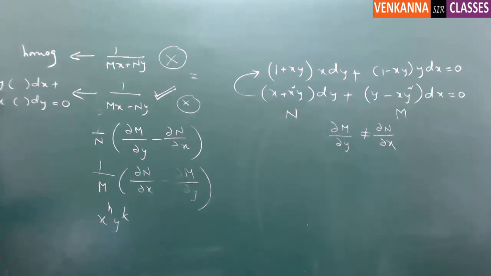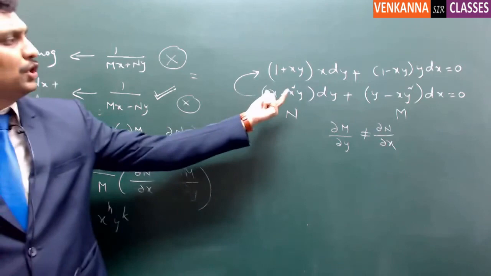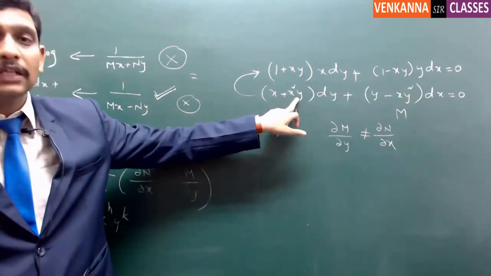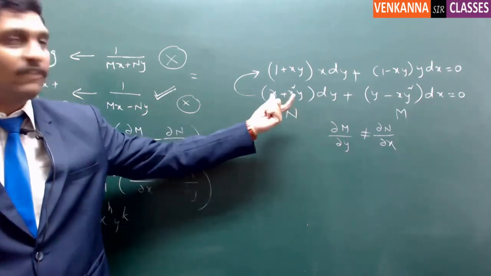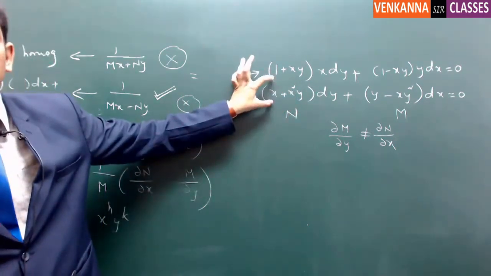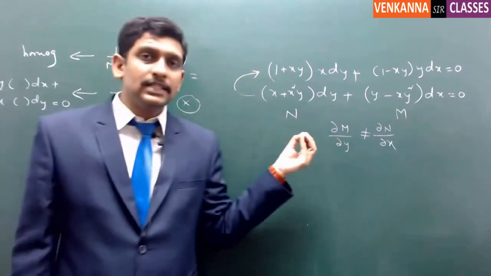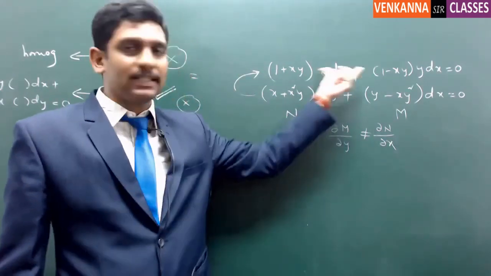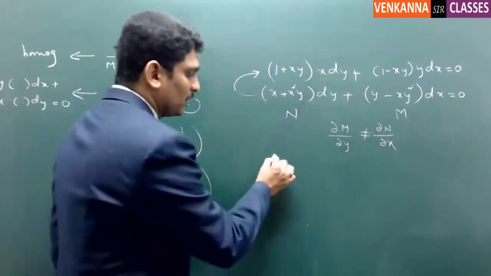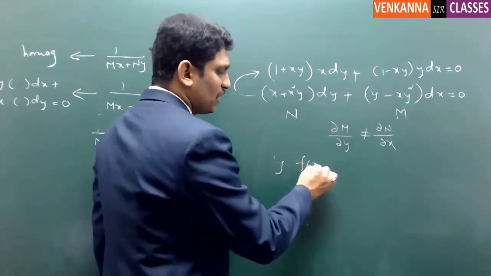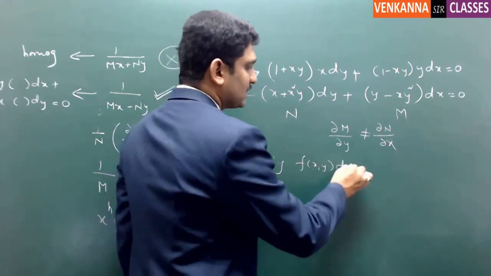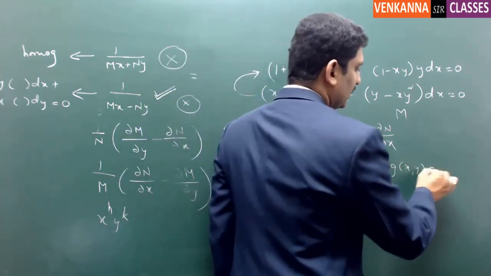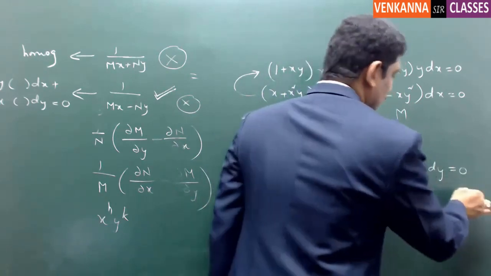Now what happens? If you compare the terms, here the power is 1, here the total power is 3. So straight away we say that it is not homogeneous. Since it is possible to write the given equation like this, what is the general form? y into some function of xy into dx plus x into some function of xy into dy equal to 0. This is the general form.